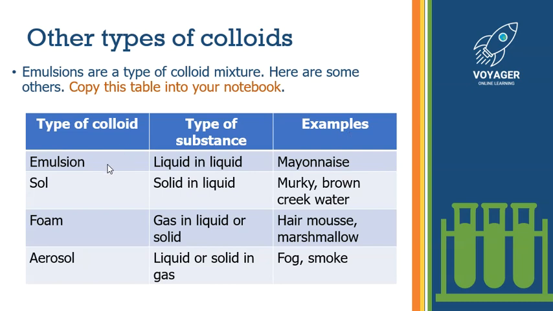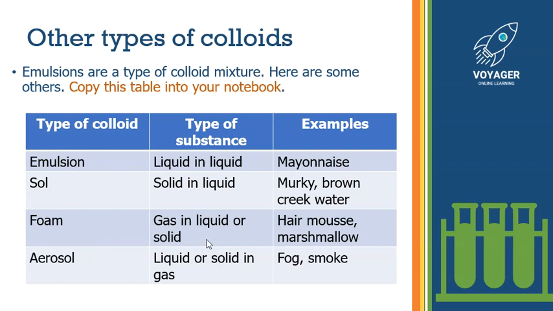First of all, we've got an emulsion, which we've learned about, which is a liquid in liquid. Examples include homogenized milk and mayonnaise. A sol, not short for solution, is a type of colloid, which means a solid suspended in a liquid. For example, murky brown creek water. So some solids are suspended in the liquid, some of them mix through and just float around and give it that brown color. Some of them sink to the bottom, and some of them float on top.